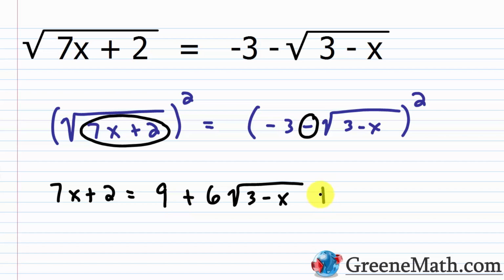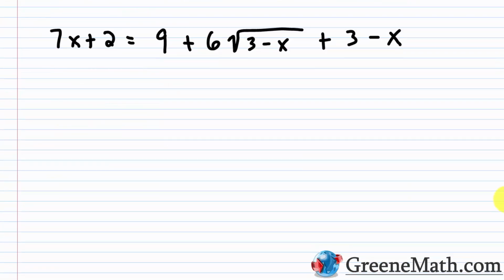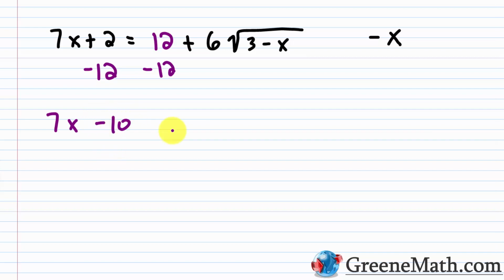All right, then plus, we've got this last guy squared. If I squared the square root of 3 minus x, I would get 3 minus x. Okay, so let's clean this up now. We would have 9 plus 3, which is 12. If I subtract 12 away from each side of the equation, I would have 7x plus 2 minus 12 is -10. So you put plus -10 or -10, whatever you want to do.